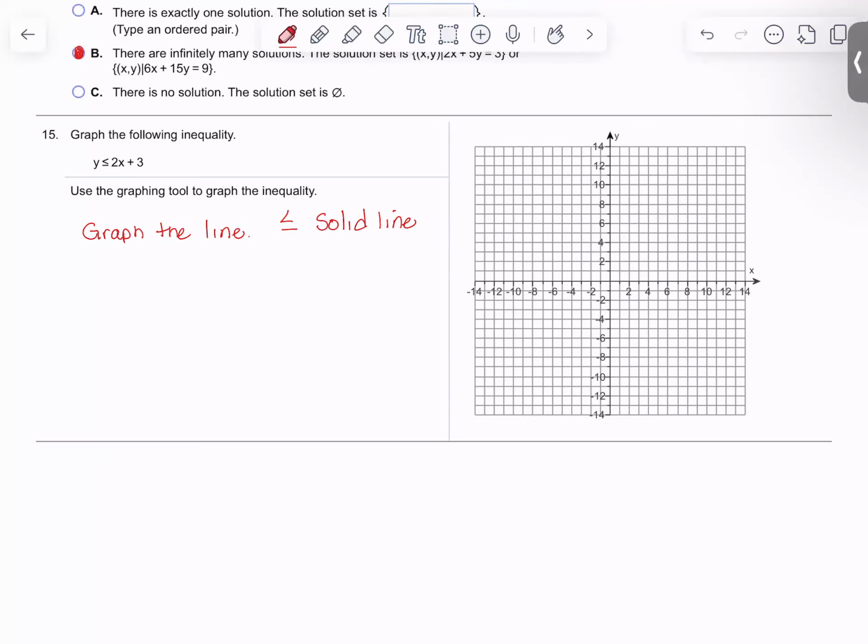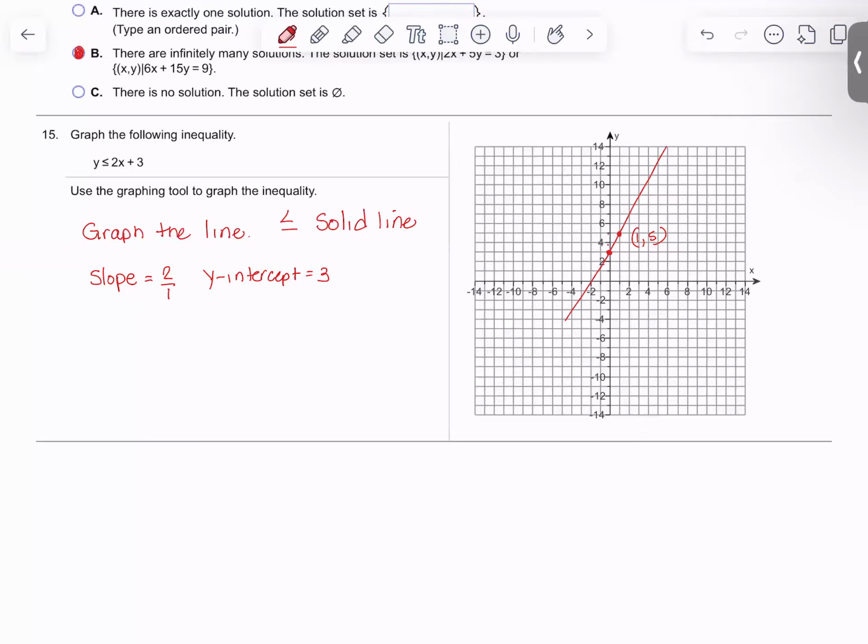Okay, I'm going to graph this using slope-intercept. That would just be the easiest way to go since it's already solved for y for me. So the slope is 2. I'm going to write that as 2 over 1. And the y-intercept is 3. So we're going to plot the y-intercept right there and then use the slope. We're going to go up 2 over 1. So we're going to end up at the point (1, 5). Okay, so draw your line.